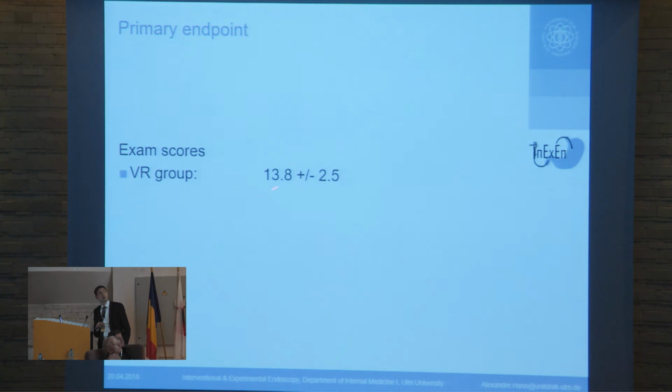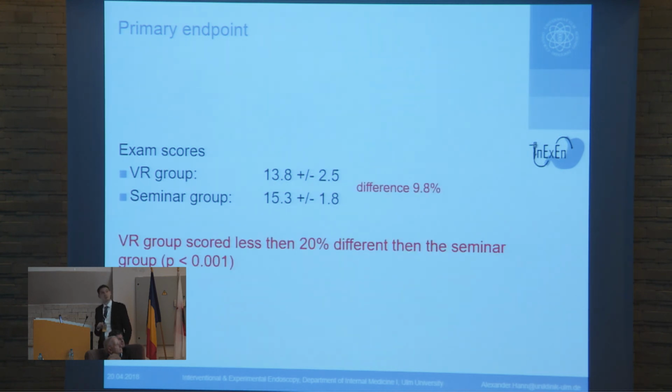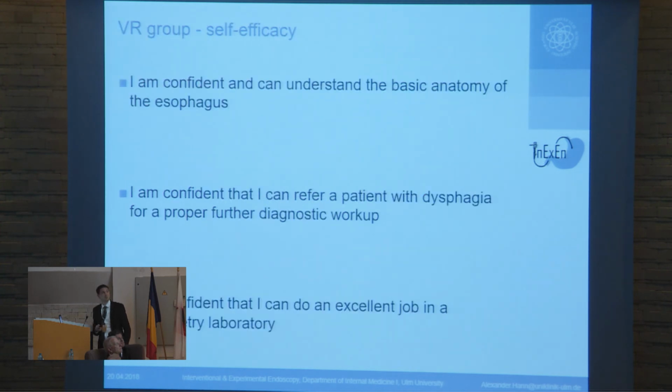Exam scores were 13.8 points in the VR group and 15.3 points in the seminar group, and this difference is only 9.8%, so it's below 20%, and this was significant. So it was non-inferior by our definition.